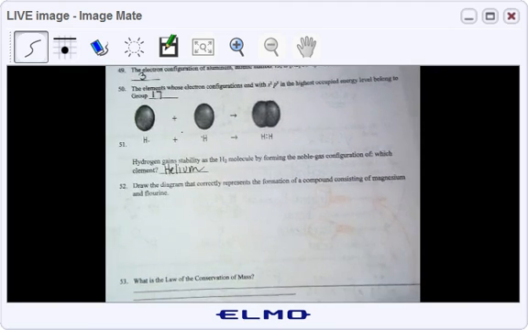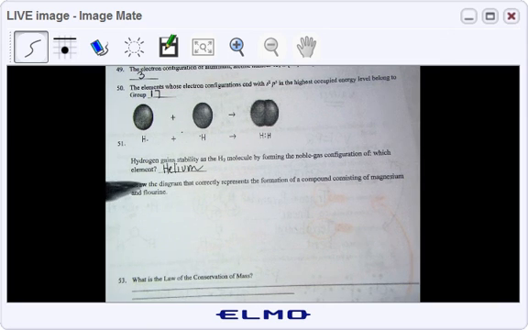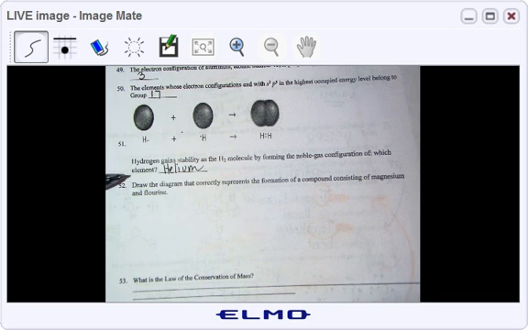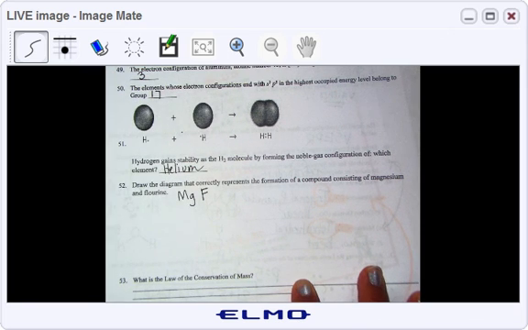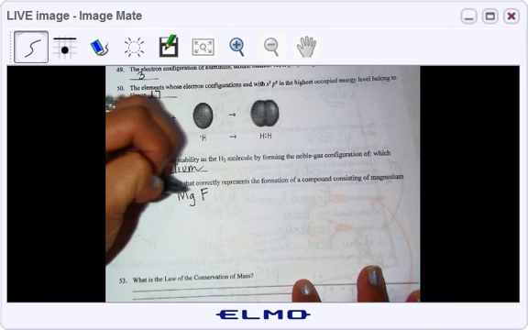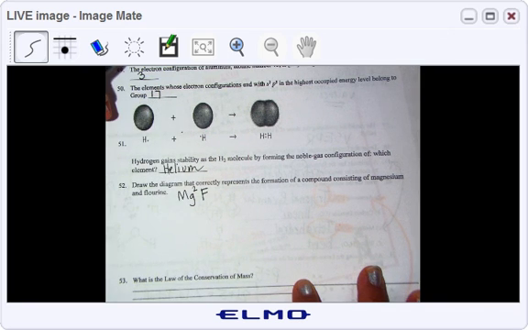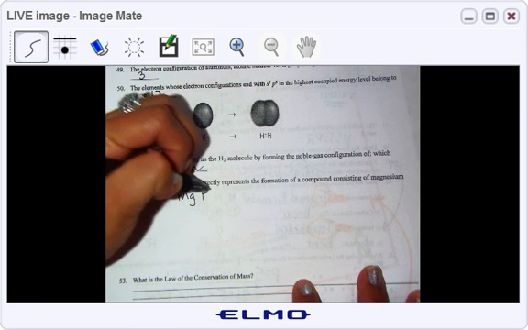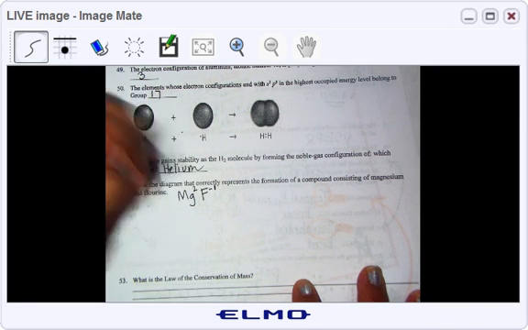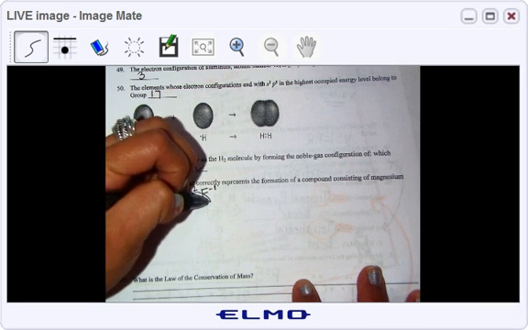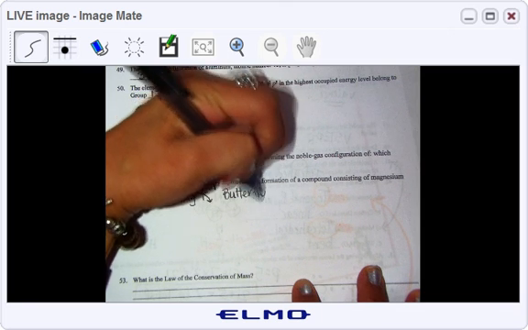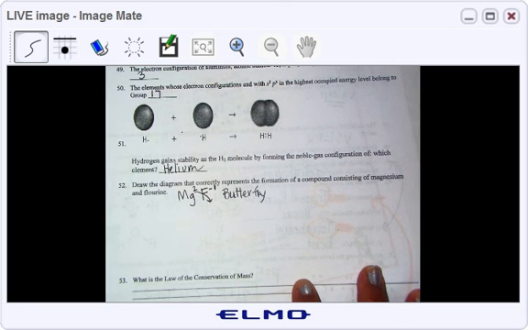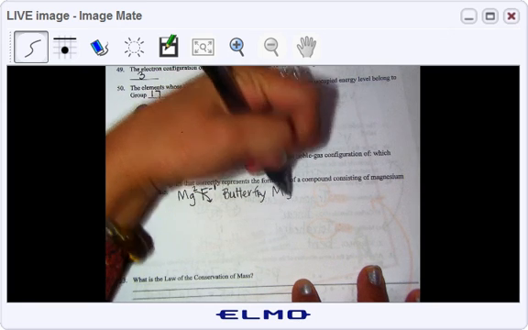Okay, I really want you to pay attention to number 52. It's a two-step process and we're going to have to butterfly. Draw the diagram that correctly represents the formation of magnesium fluoride. Magnesium and fluorine. The charge for magnesium is what? And the charge for fluorine is -1. So you're going to have to drop this down, okay? Because you're going to have to draw a diagram of what this looks like. So it's MgF2.